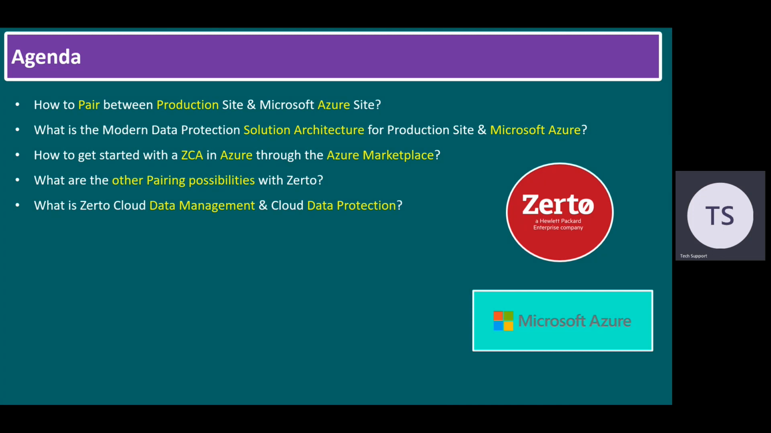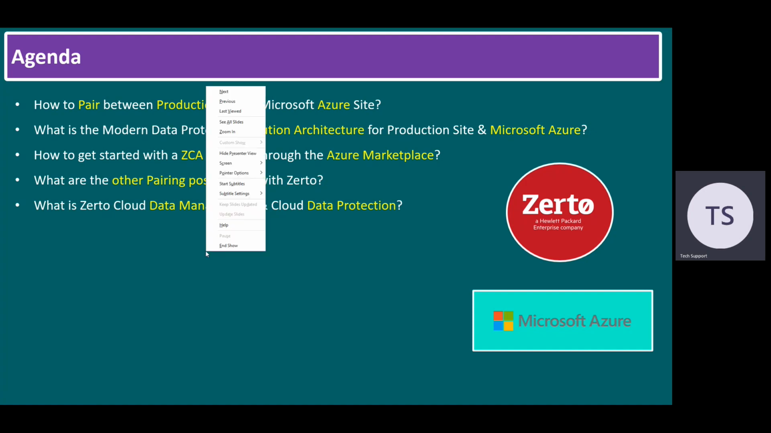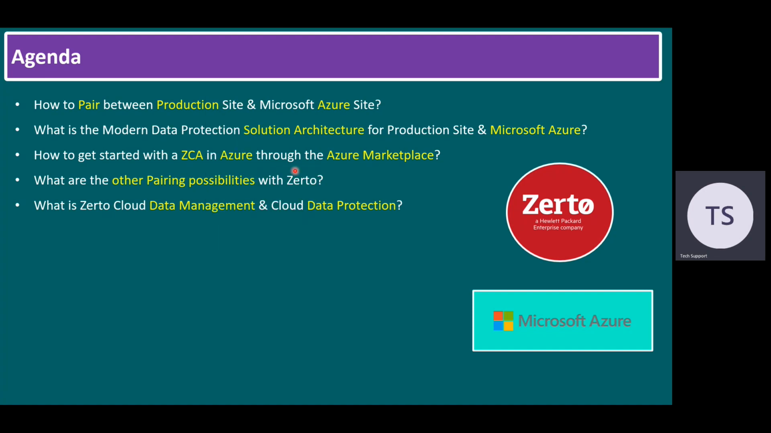And in this session, I'm going to talk about how to pair between production site and Azure site. And here is the agenda, and I will cover some of the associated concepts and all the correlated items. So first point is how to pair between production site and Microsoft Azure site, and what is a modern data protection solution architecture for production site and Microsoft Azure, and how to get started with JetCA.